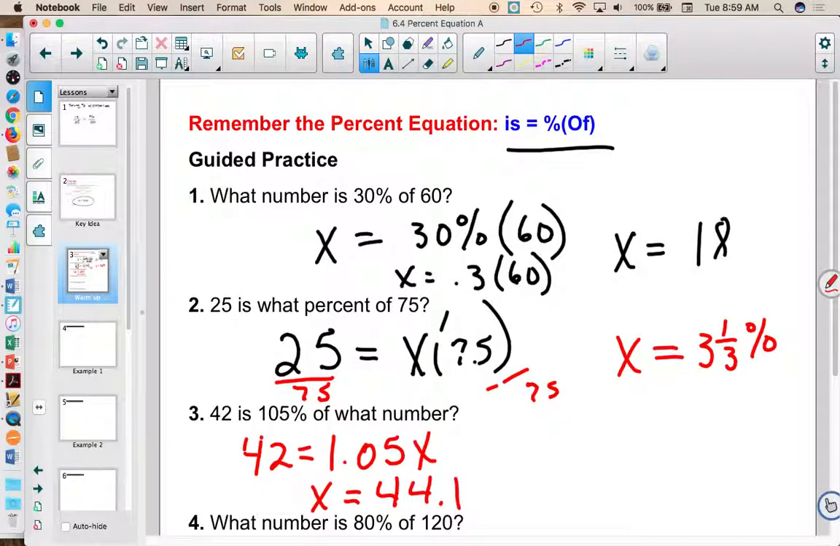X equals 44.1. 42 is 105% of 44.1. I don't think that makes sense. Could be, though, but I don't think so. I divided it and I got 1.05. No, because it was a low number, the fraction of that added on to that low number. It's 40. 42 is 105% of 40.